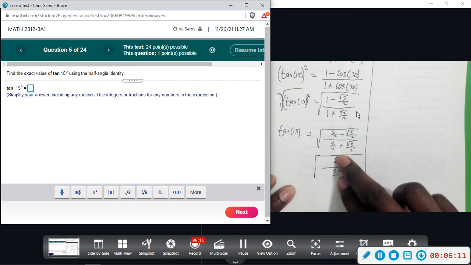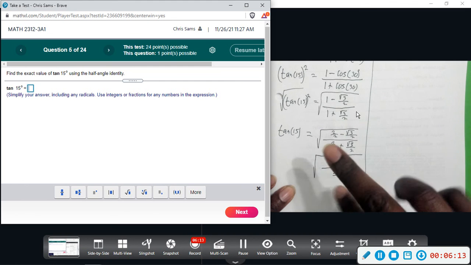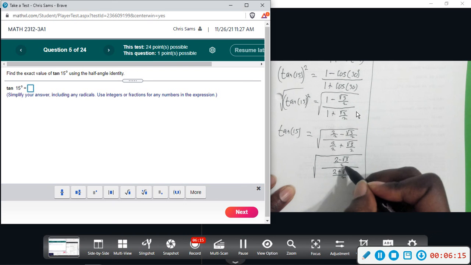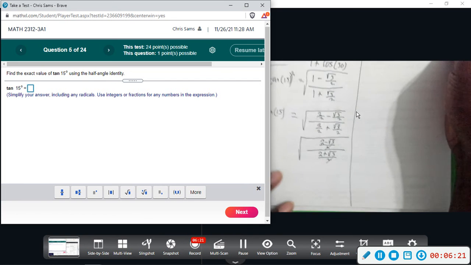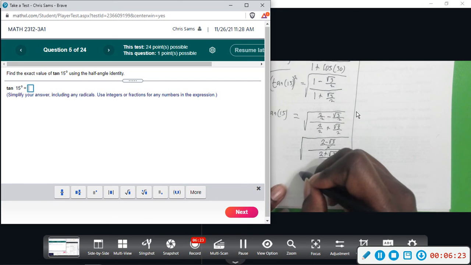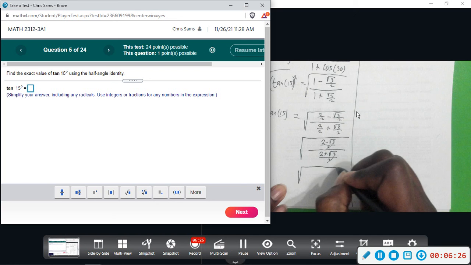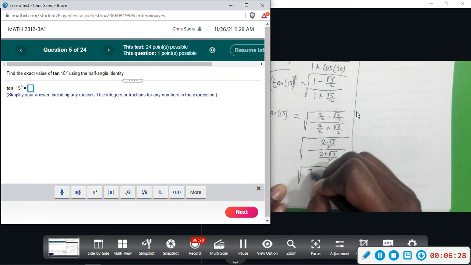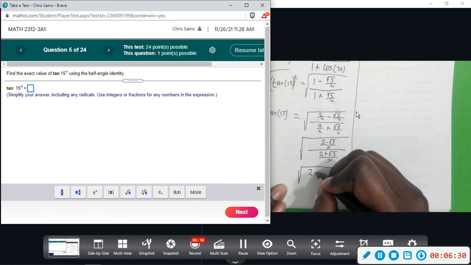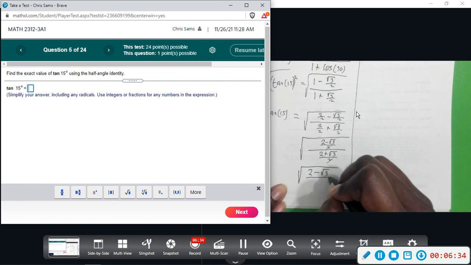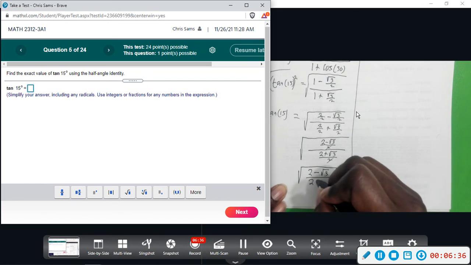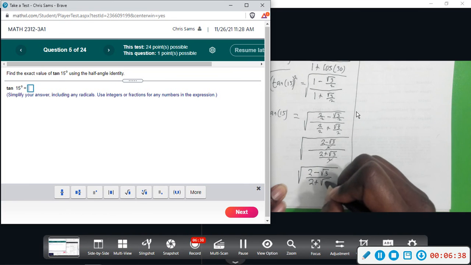Underneath this, we're going to have a fraction and a fraction. We're going to keep change flip. So basically what's going to happen, the 2's are going to divide out, and we'll be left with this. So I have square root of 2 minus square root of 3, and then I have 2 plus square root of 3.